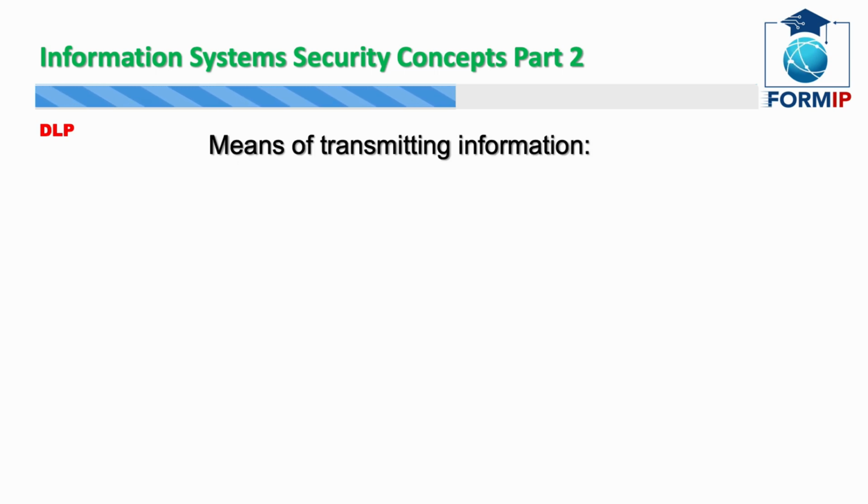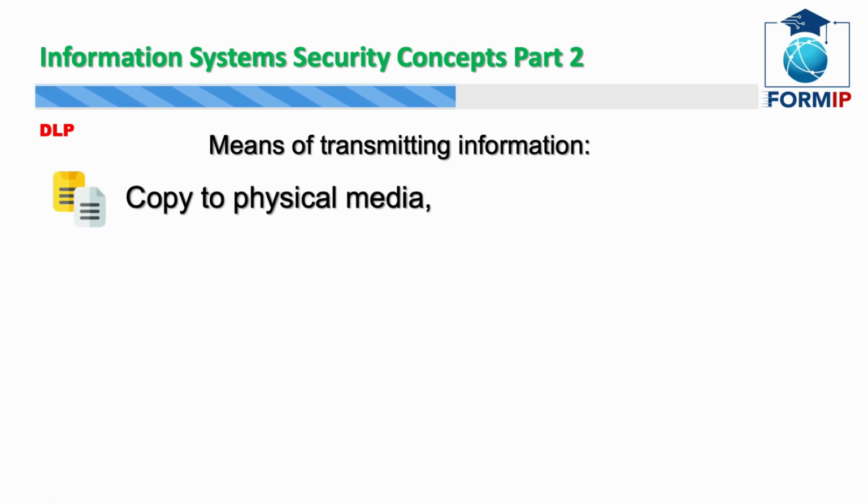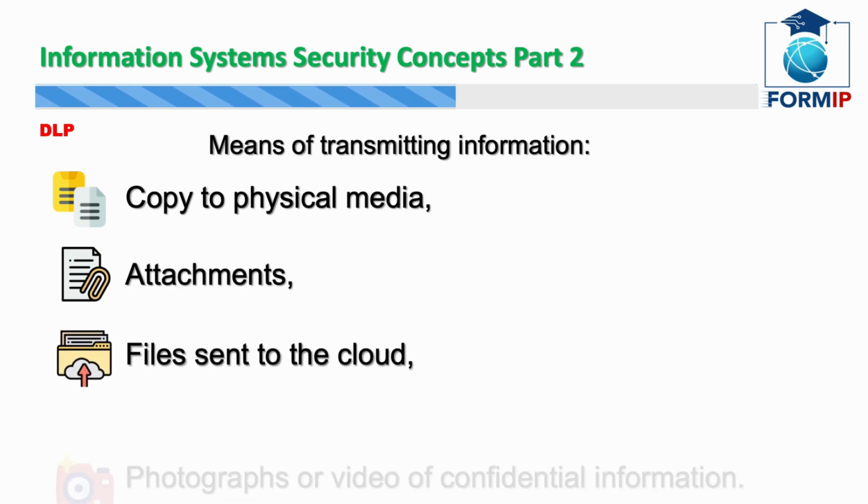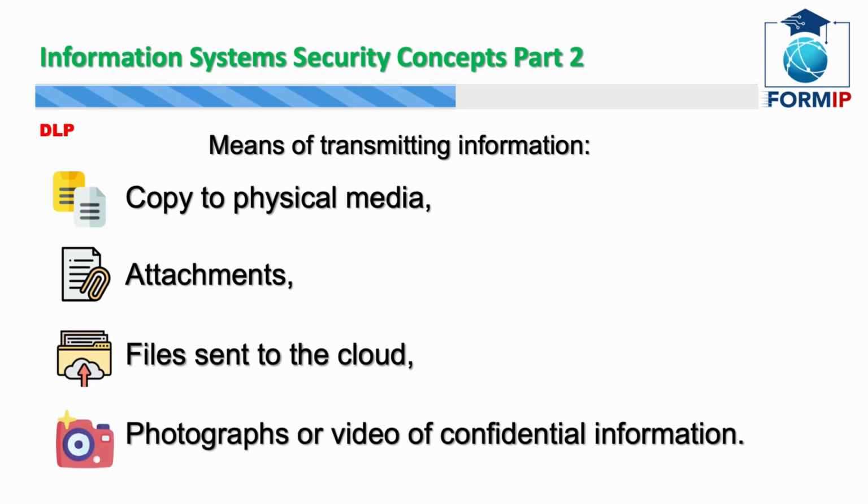But unfortunately, there are a large number of ways to transmit information from one place to another. This can be copy to physical media, attachments, files sent to the cloud, and even photographs or videos of confidential information. Data loss prevention therefore takes the form of applications that will monitor data transfers at the firewall or user workstations, but also internal company policies such as the management of access rights to certain files, for example.